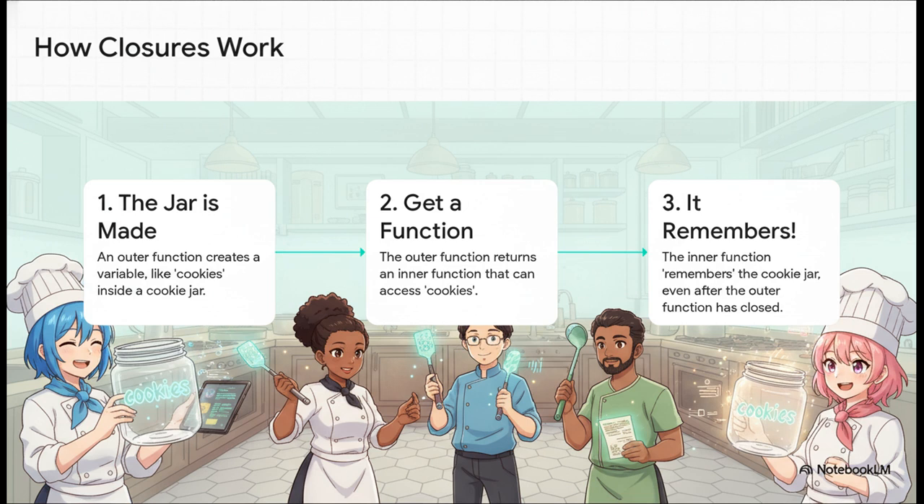Now here's the magic trick. Even after the big function is totally finished and gone, that little eat cookie function still remembers the original cookie jar. It holds on to that memory. It has closed over its environment, which lets it keep track of how many cookies are left, creating its own private, lasting memory. It's incredibly powerful.